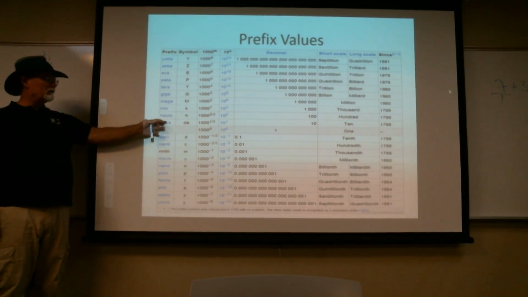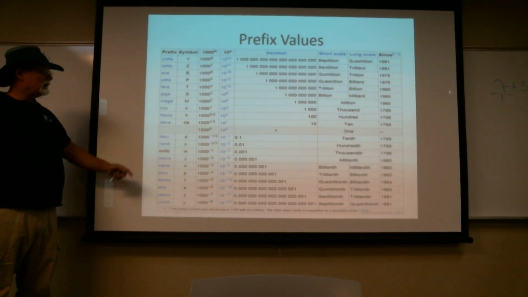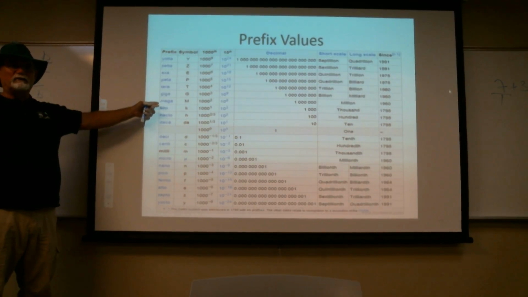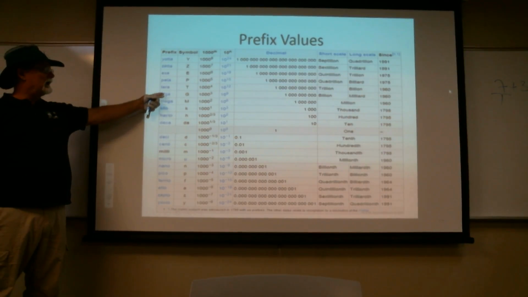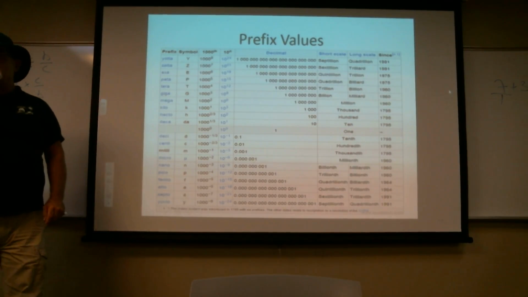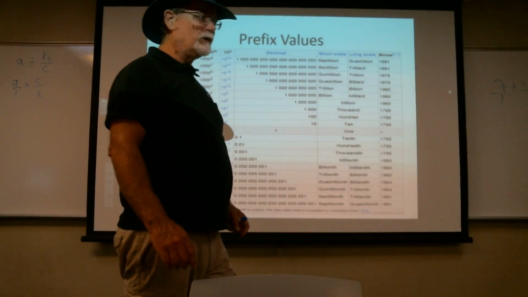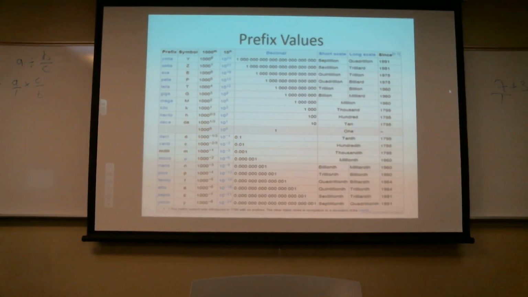Up on this end, we don't really use deca or hecto that much. Kilo is used all the time in linear measurements and weight: kilogram, kilometer. Mega, giga, and tera are used a lot in talking about computer memory and computer capacity, big numbers.